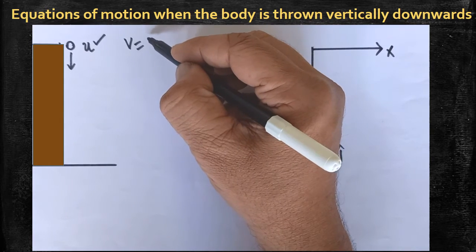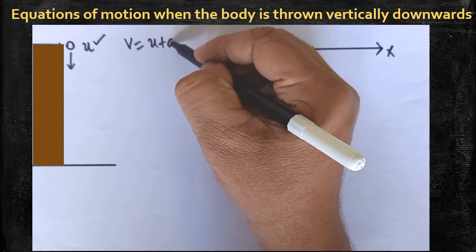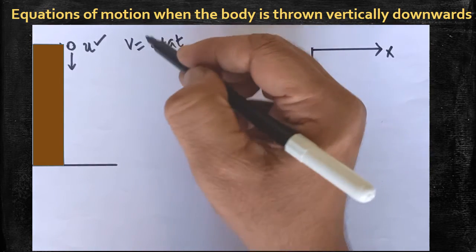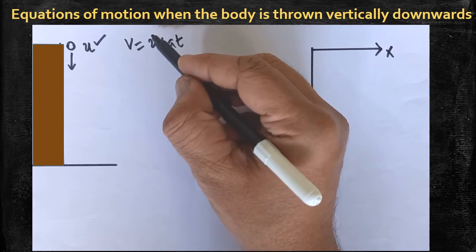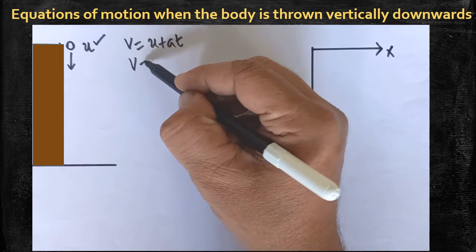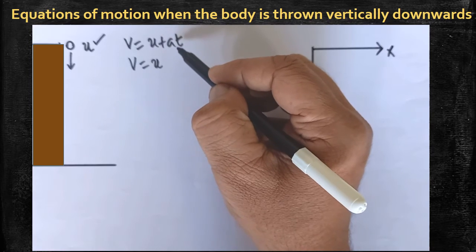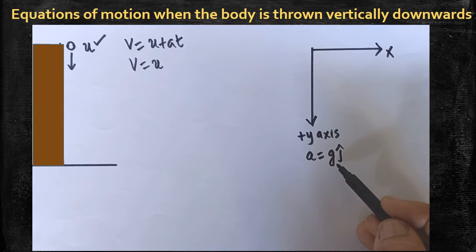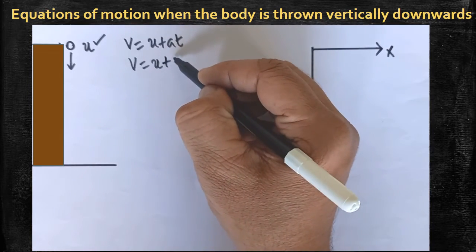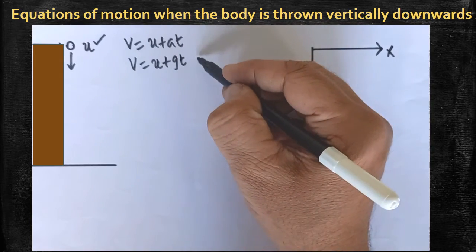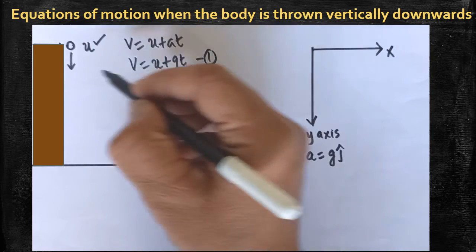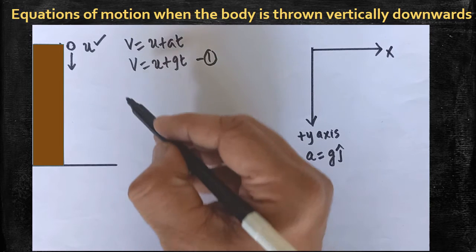v is equal to u plus at is the equation. Here, u is there; u is not 0. Therefore, v is equal to u and a must be written as g. Are you clear? Therefore, v is equal to u plus gt is the formula. So, this is the first equation of motion when the body is thrown towards downward direction.